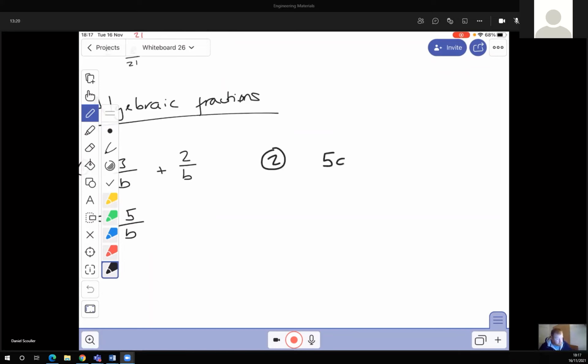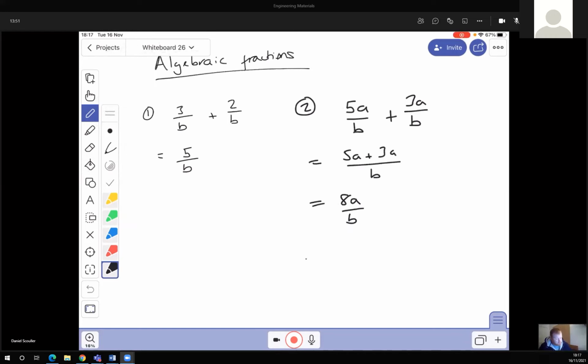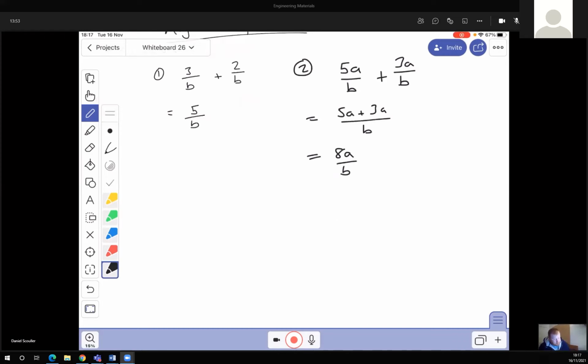Remember, we can add like terms. Again, the two letters down the bottom are the same, so the denominator is the same. So we just get 5a plus 3a over b. We're just going to get 8a over b. Let's throw a wee bit more complexity in there.